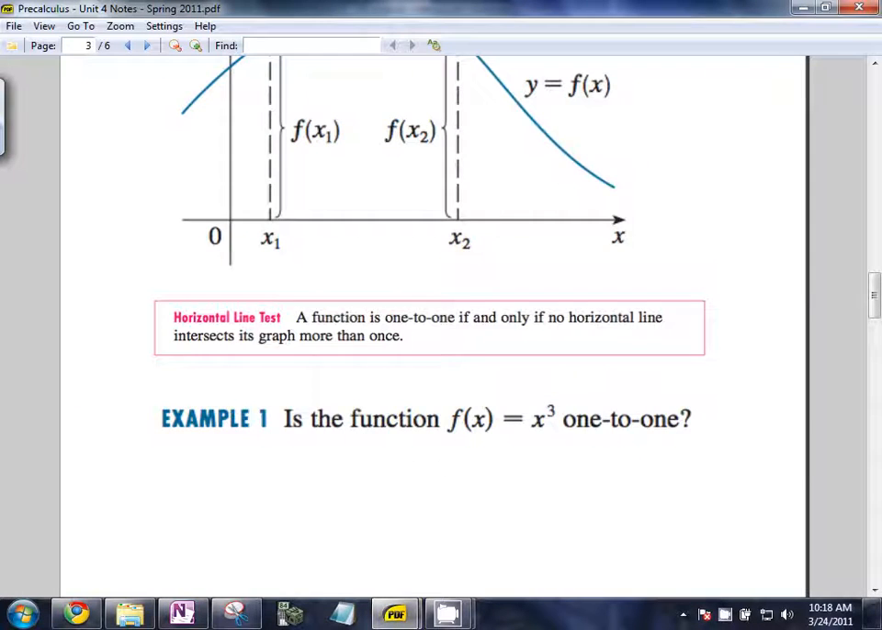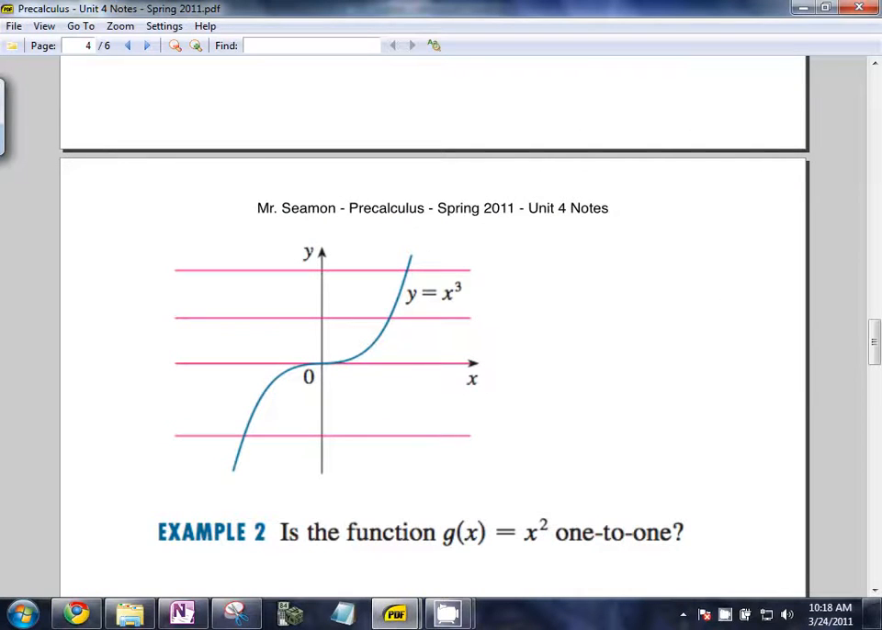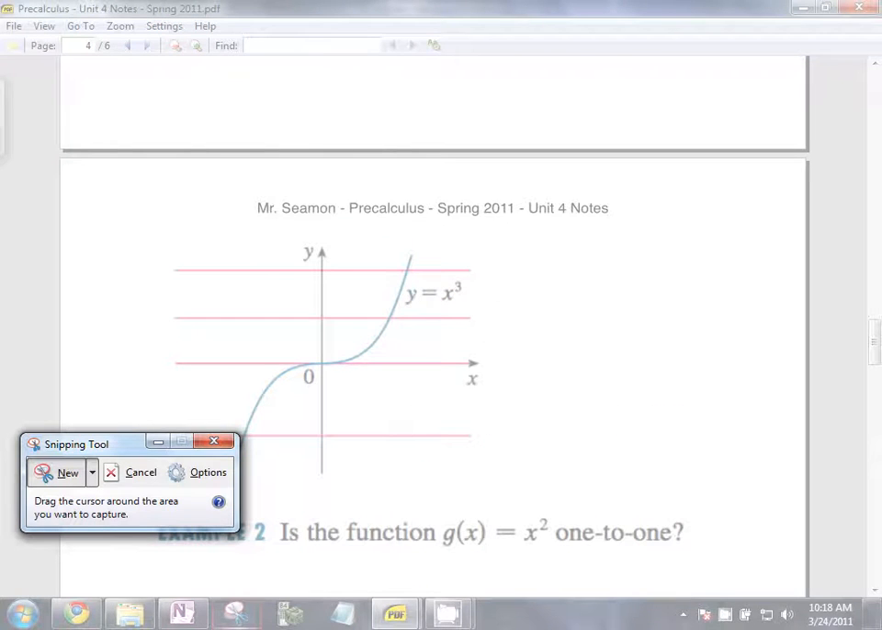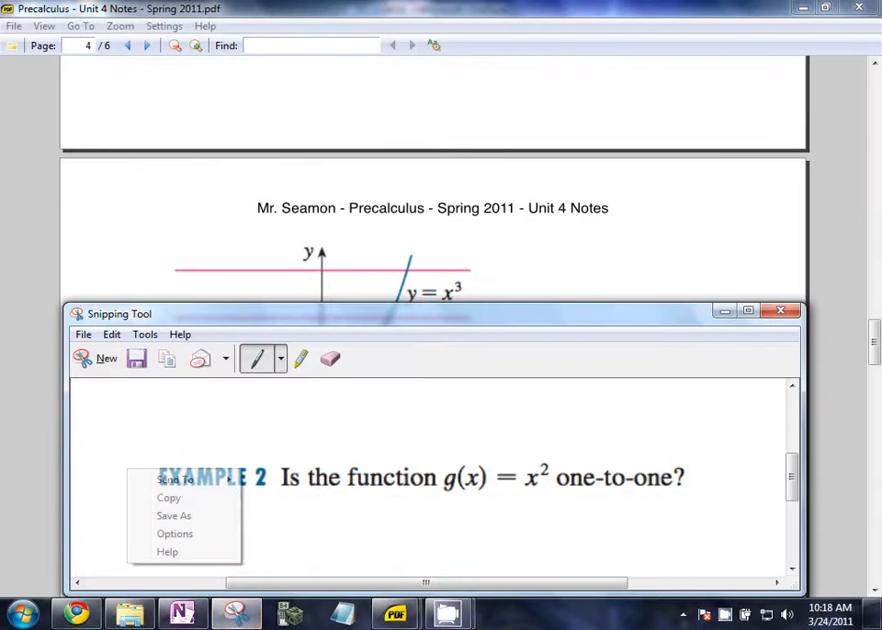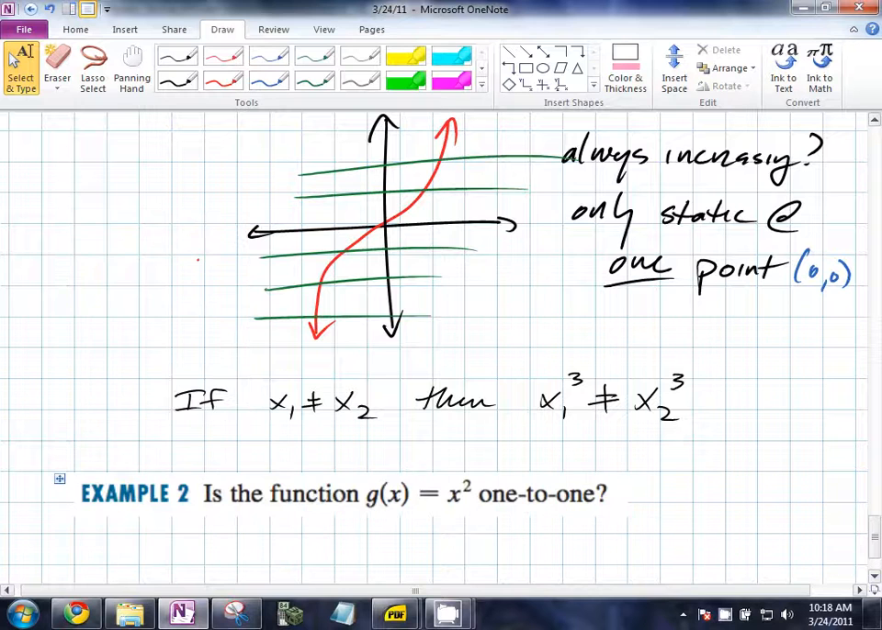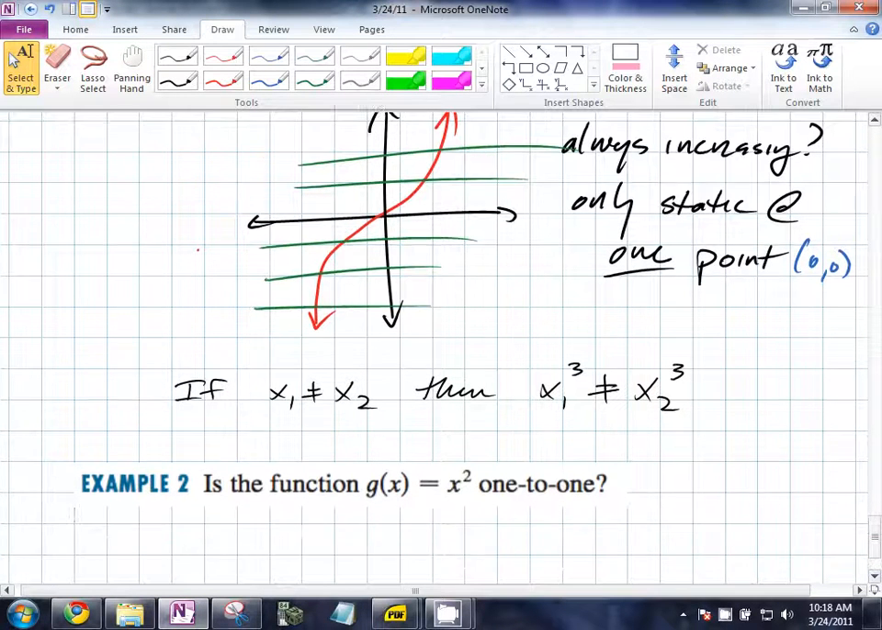Don't say this out loud. I'll call on you. Think about this. Is x squared 1 to 1? Let's go with Thistle. What do you think? No, it's not. This thing turns around.